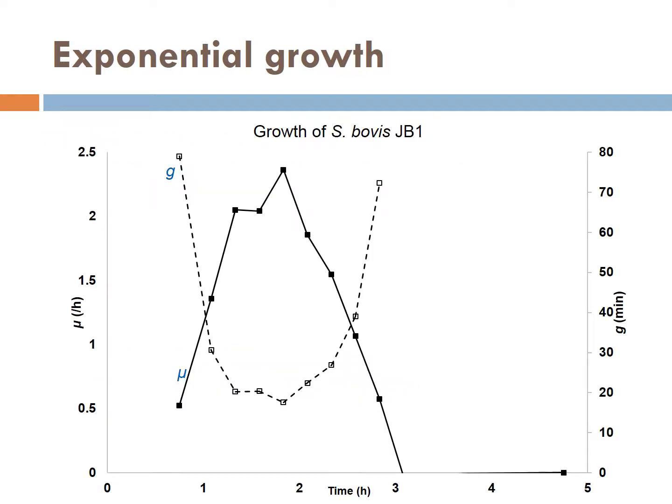This figure shows the same growth curve of Strep bovis JB1 as before, except mu and g, the generation time, are shown instead of the cell density. We can see shortly after the incubation began, mu increased, and then plateaued to a value around 2, and then decreased afterwards. G, the generation time, started at high values, but reached a nadir of about 20 minutes, before going back up again, showing the opposite pattern of growth rate. This makes sense, because we just saw that g equals the natural logarithm of 2 divided by mu.